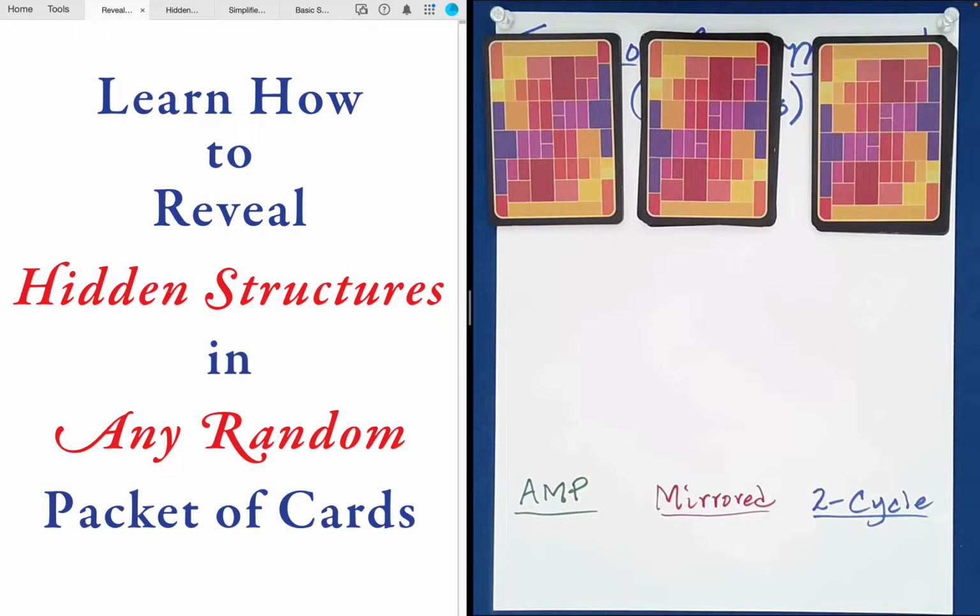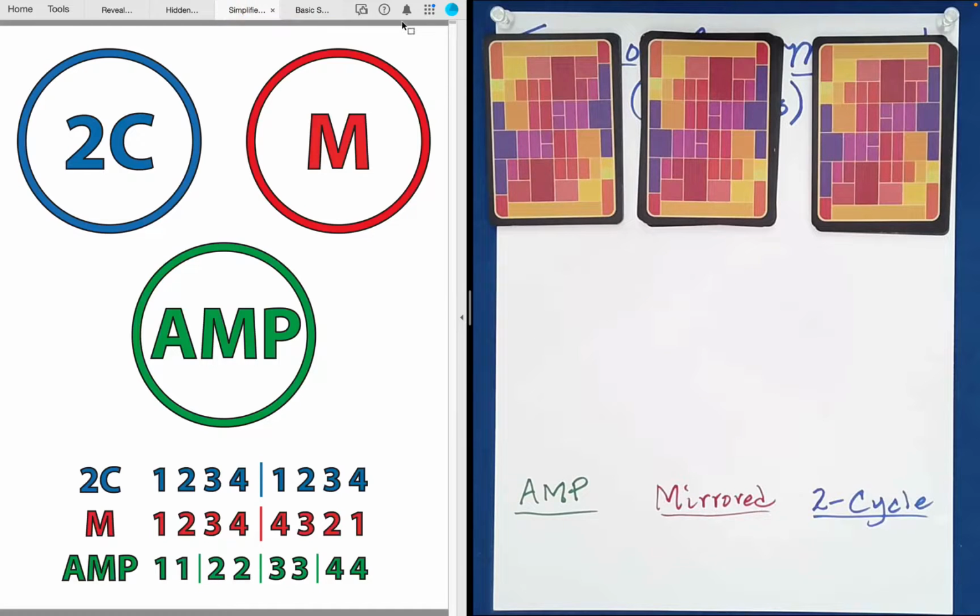note of. Okay, so I'm going to go ahead and bring up our simplified hidden structures diagram. This has just the 3 primary structure types. Later today we'll be showing you some additional ones on the larger hidden structures diagram. So that'll be something different for today.